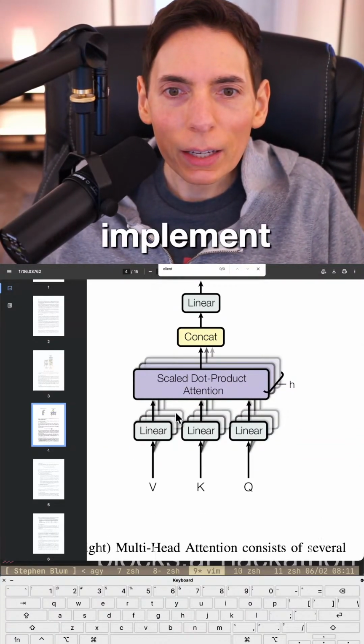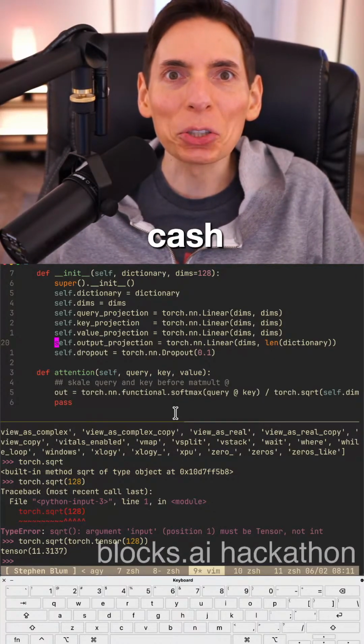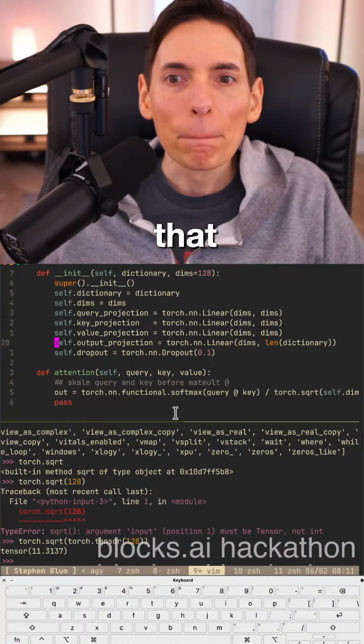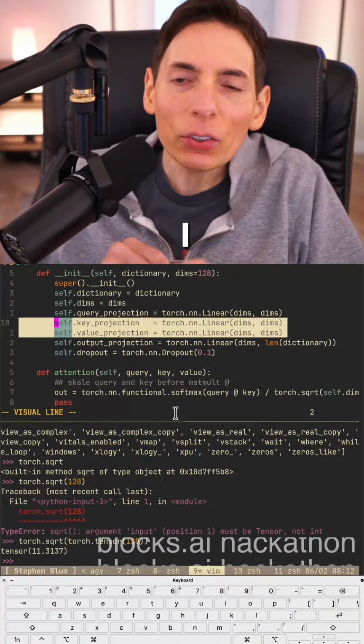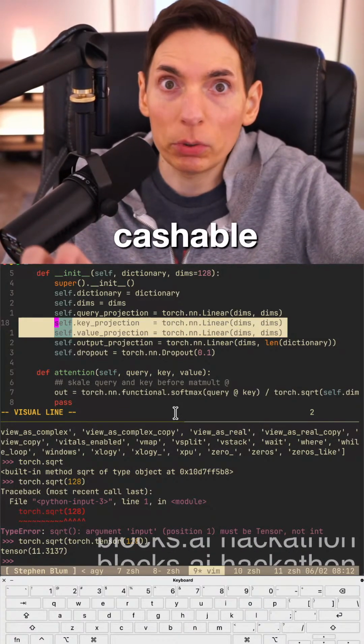Will you implement KV cache? Ooh, a key value cache. Yeah, it's a good idea. I didn't even think about that. Interesting. I guess I need to understand it a little bit more to figure out where the numbers are going to be the same, where they're cacheable.